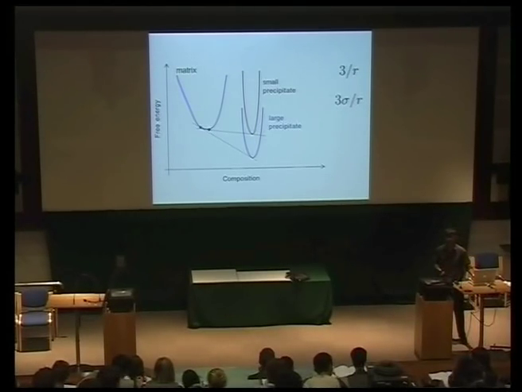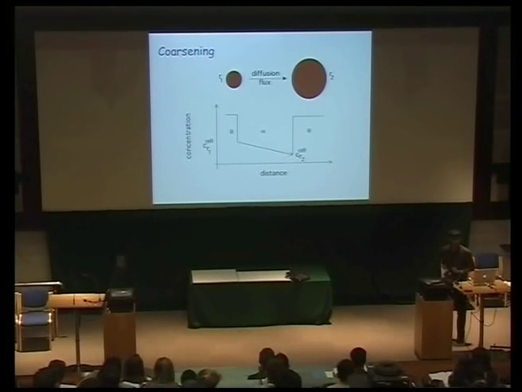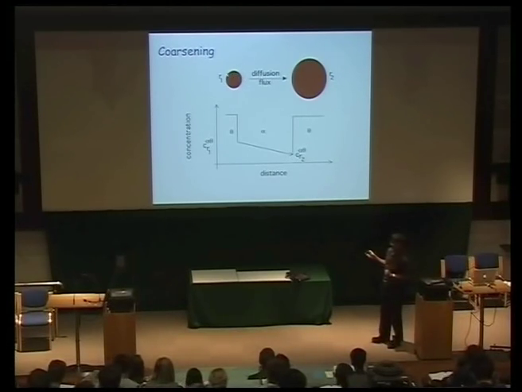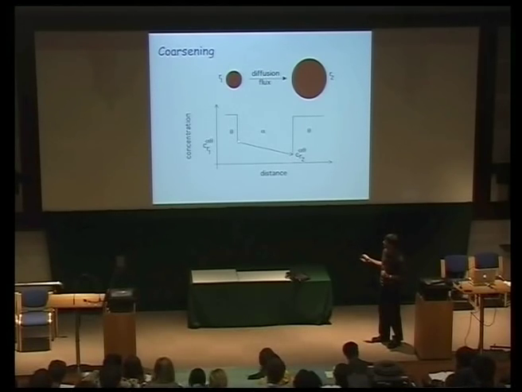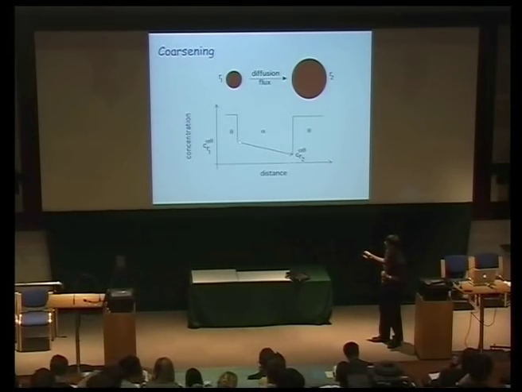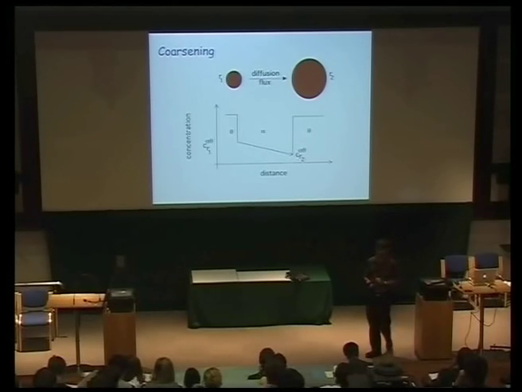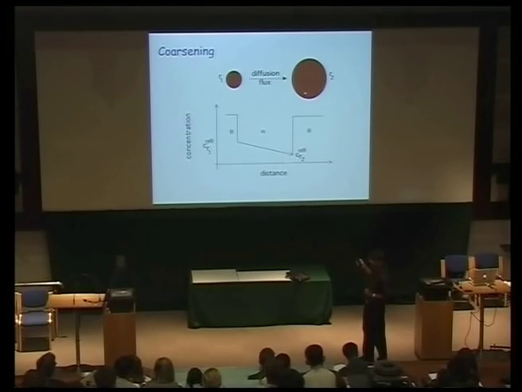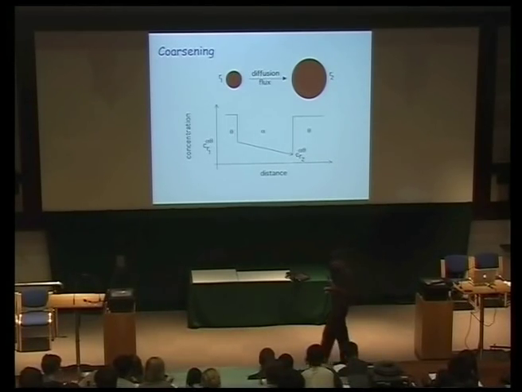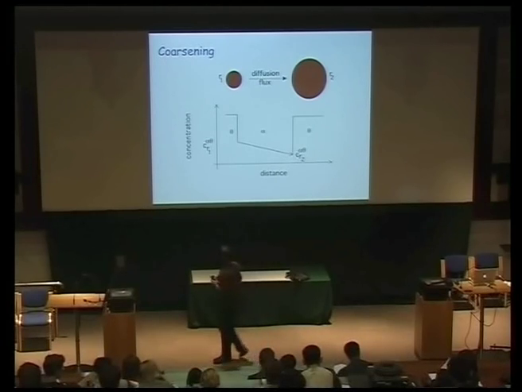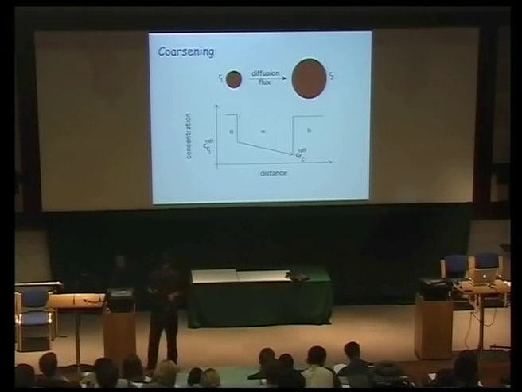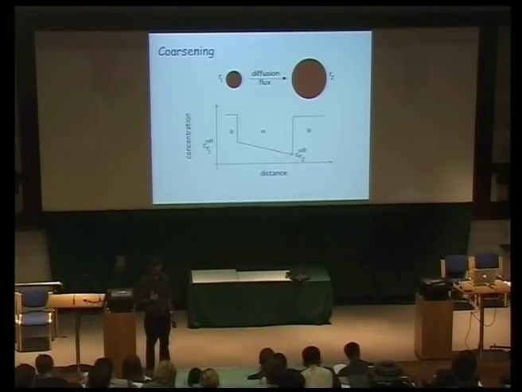Everyone happy with this, the mechanism of coarsening? Well, I can illustrate it better over here. With the small particle here, I have a larger concentration in the matrix. With the large particle, the equilibrium concentration is smaller, and therefore I get a gradient of solute driving diffusion from the small particle to the large particle. And that is the mechanism of coarsening. So in order to reduce coarsening, obviously we've got to design precipitates which have a low interfacial energy.